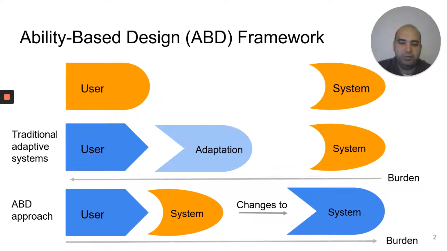Ability-based design, or ABD, is a design framework for creating accessible systems. ABD focuses on the user's abilities rather than inability. ABD shifts the burden on the system to adapt to the user's needs and their abilities, rather than making the user conform and adapt to the system requirements.